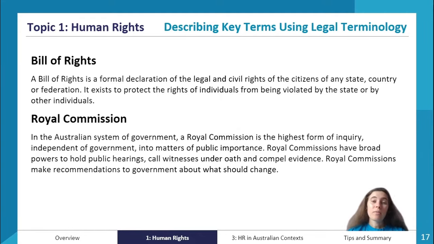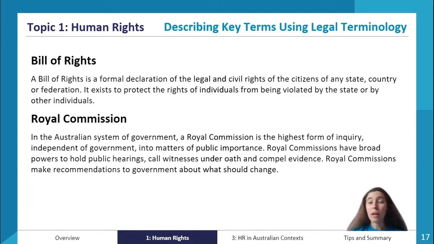Bill of Rights. So a Bill of Rights is another type of formal declaration, and it is a declaration of the legal and the civil rights of citizens in any state, country, or federation. And it's all about protecting the rights of individuals from being violated by anyone, whether it's the state itself or individuals within that state.